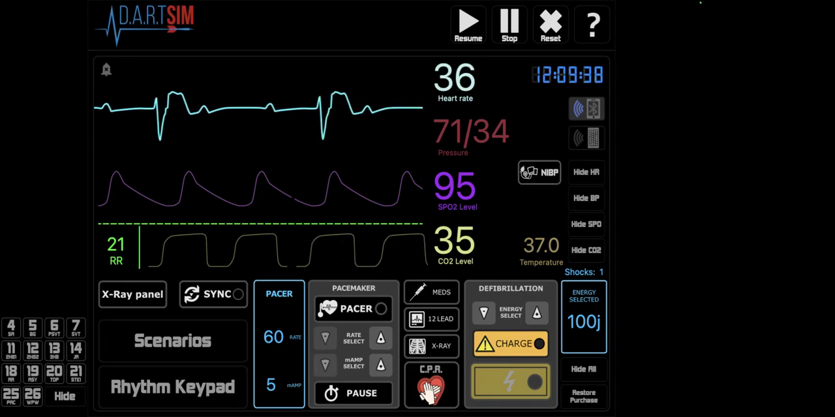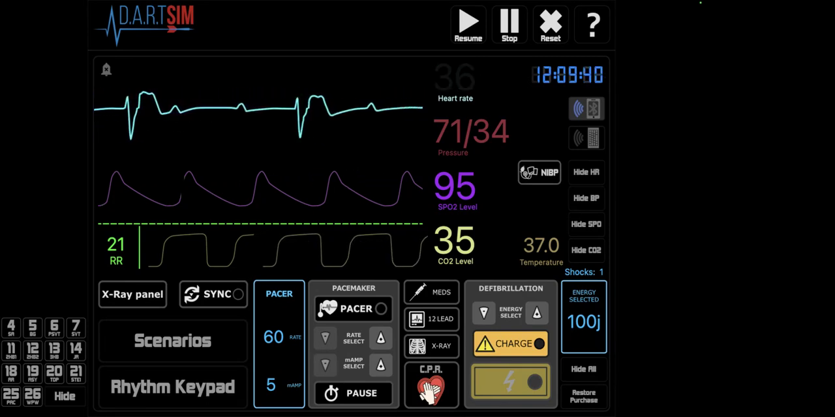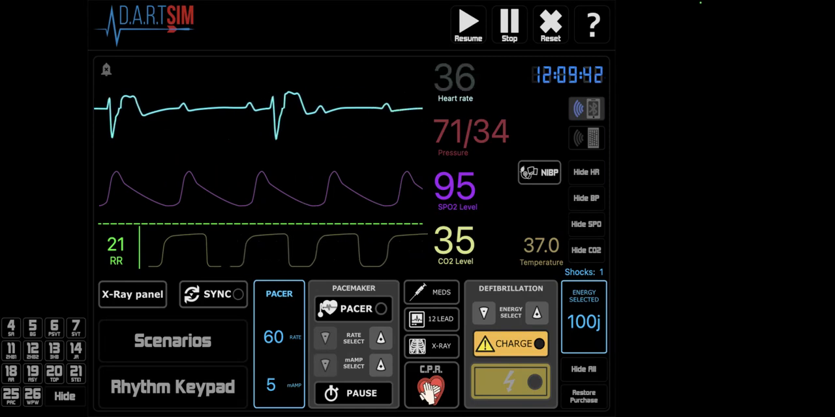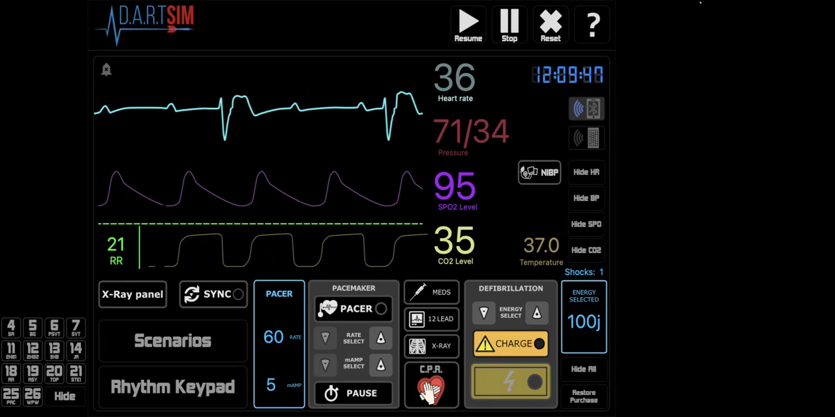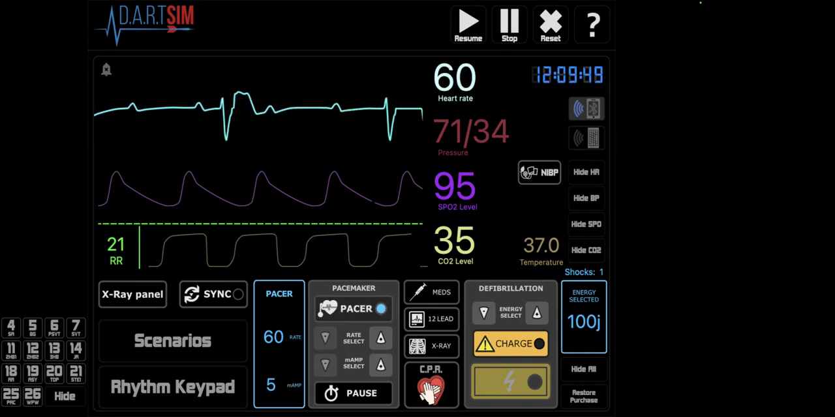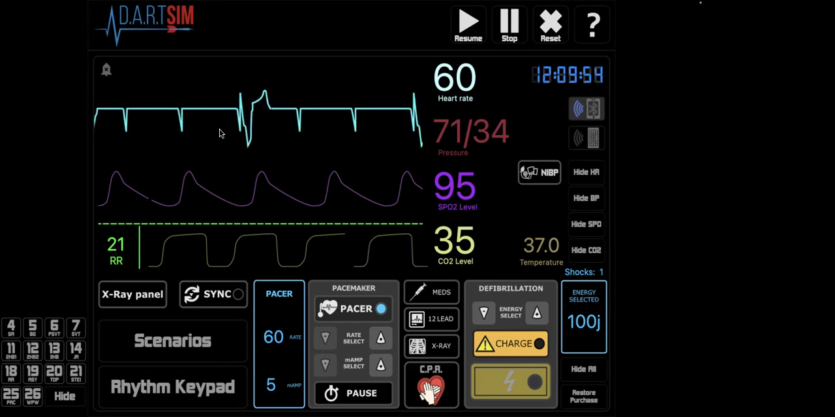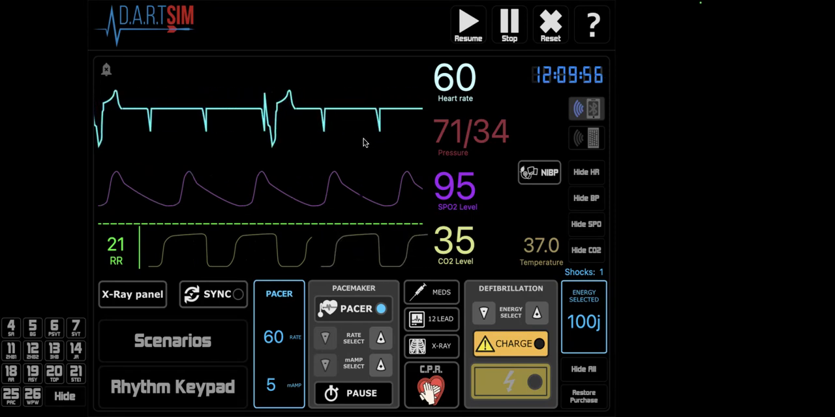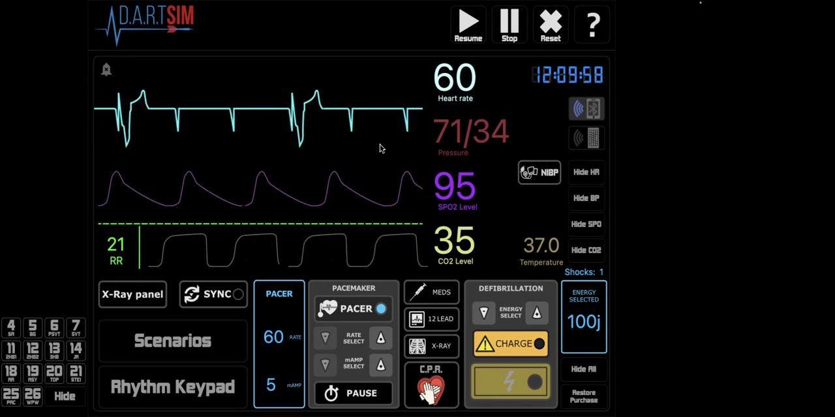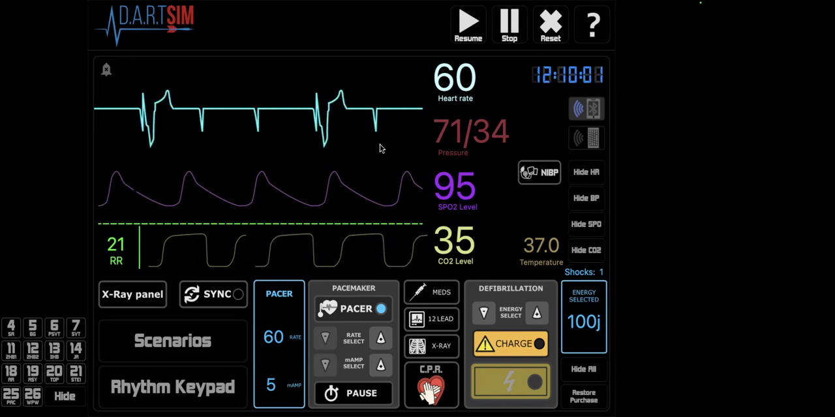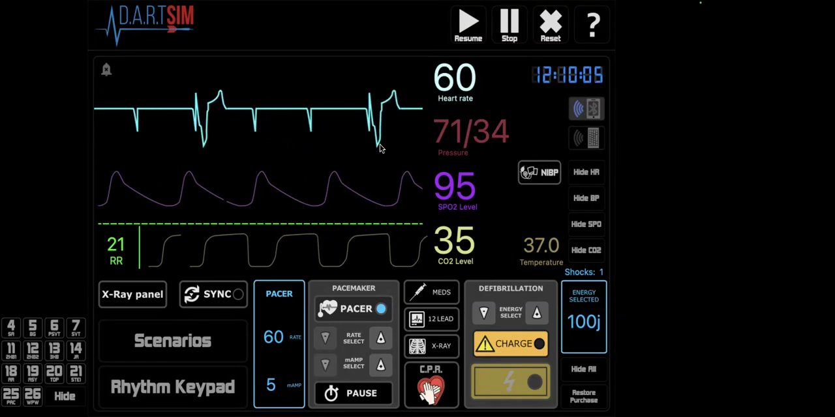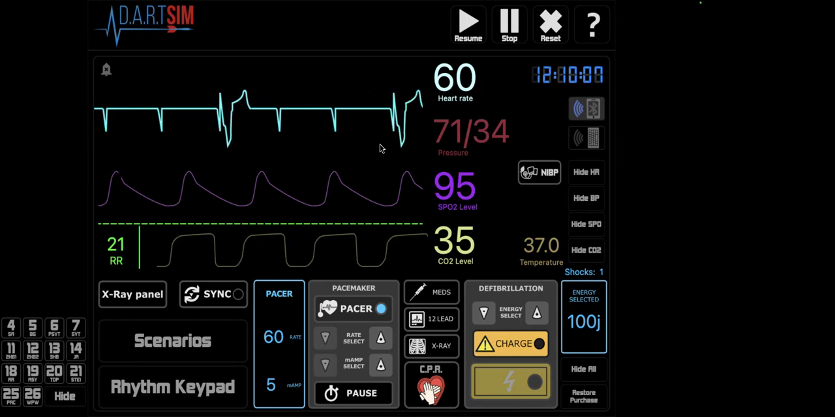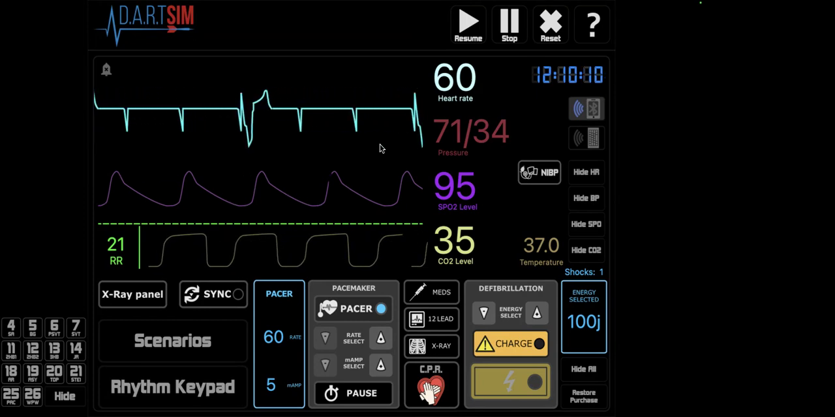So I have put the quick combo pads on, I have put the ECG electrodes on, and I'm going to turn my pacemaker on. And you can see that there are some spikes here that are not followed by QRSs. This is called loss of capture. And what this means is we have to give more energy or milliamps to the pacemaker.